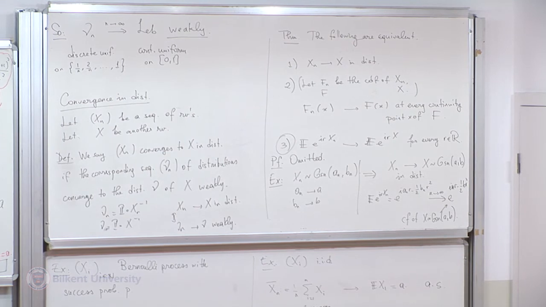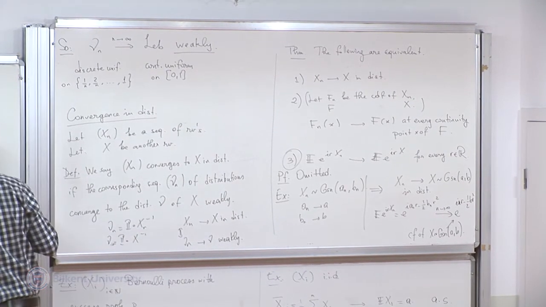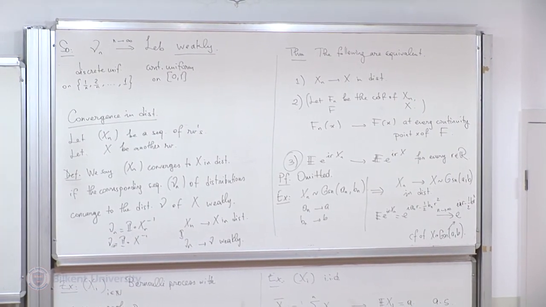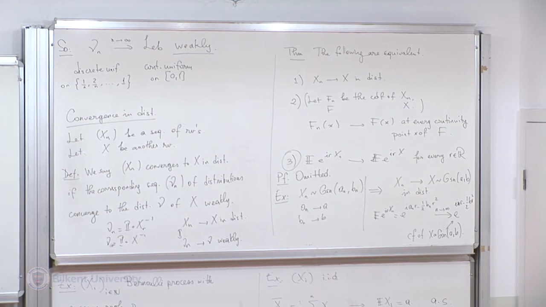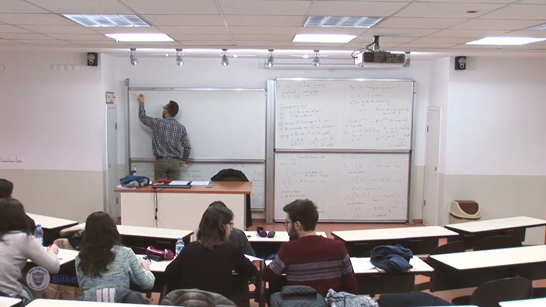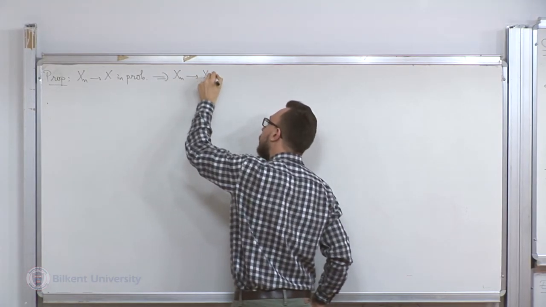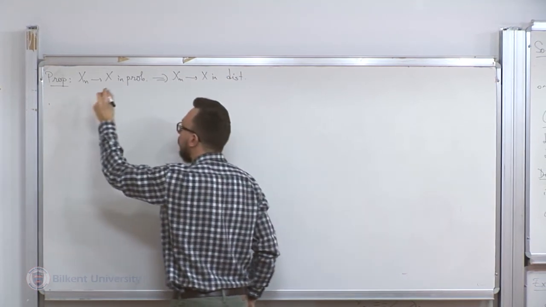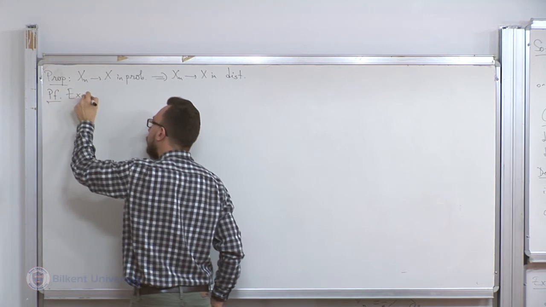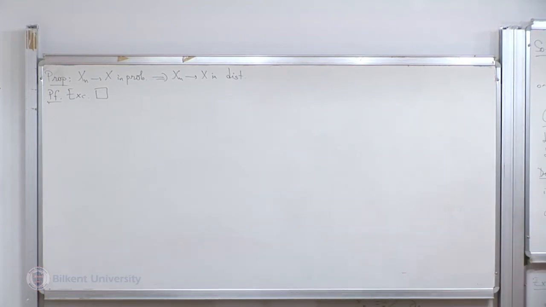Okay, so here's another result, which is not very difficult to check, but I will skip it as well. Convergence in probability implies convergence in distribution. Let's say Xn goes to X in probability, then Xn converges to X in distribution. This is not very difficult. Let me leave it as an exercise. So maybe I should write a comment.